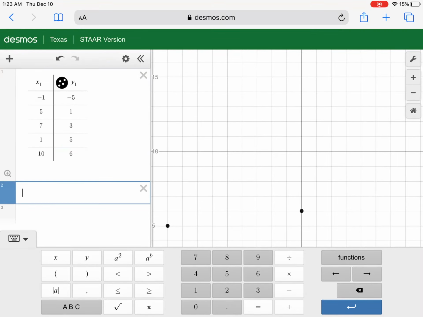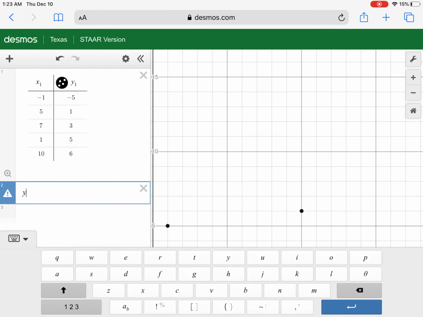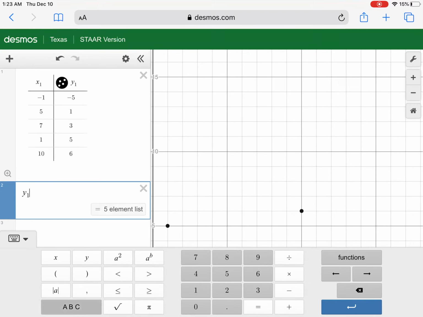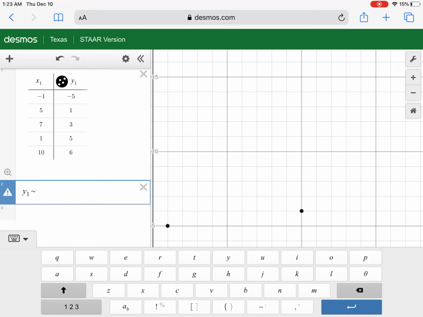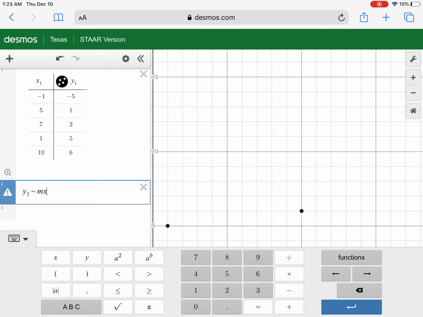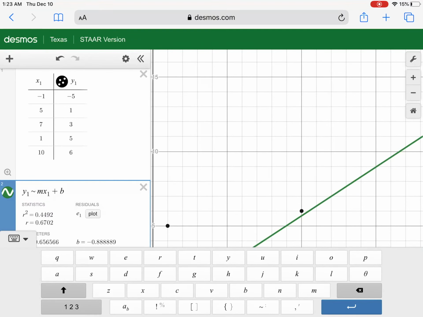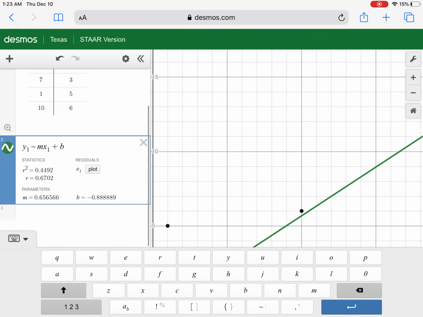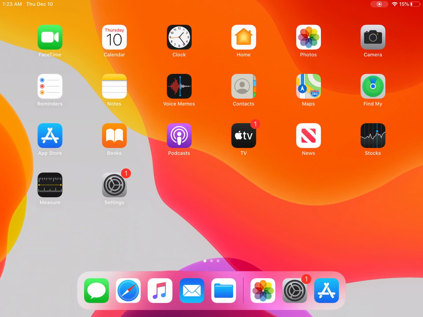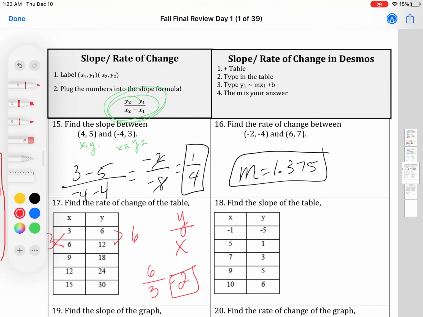Same thing, the equation of the line is y1, the little squiggly line, m x1 plus b. Again, it's a weird slope. The slope is 0.65. The correct answer here is m equals 0.65. Not too bad.